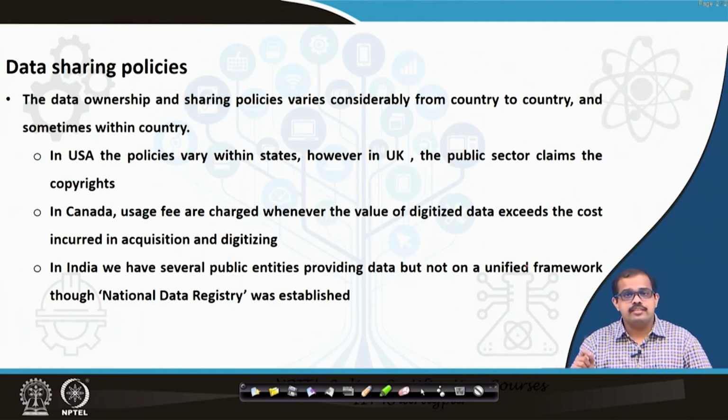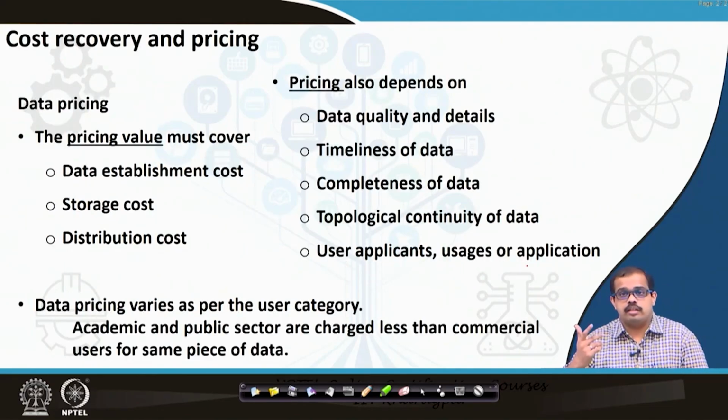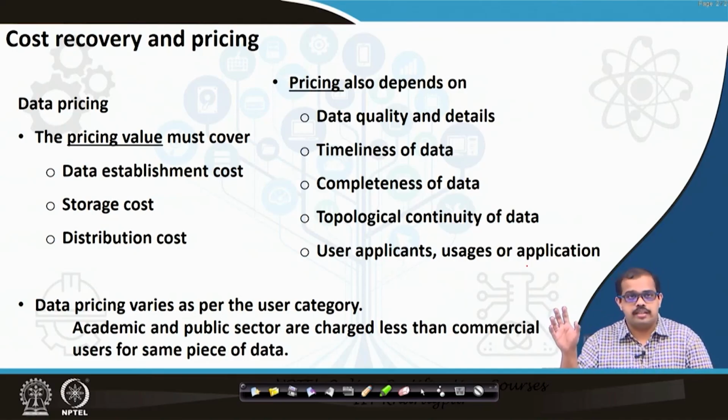But government is really doing excellent work in terms of developing a national data registry, so that more of the spatial data is available to the user upfront, okay. So you have cost recovery and pricing. I said the best way of maintaining the data is using cost recovery and pricing. When I say data pricing, the pricing value must cover data establishment cost, storage cost and distribution cost.